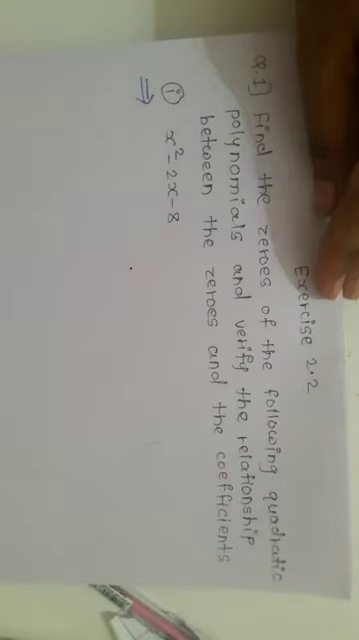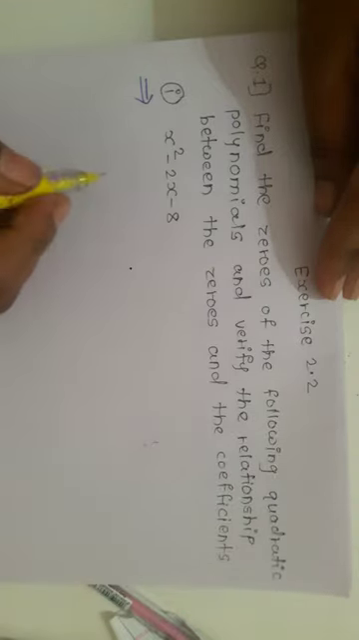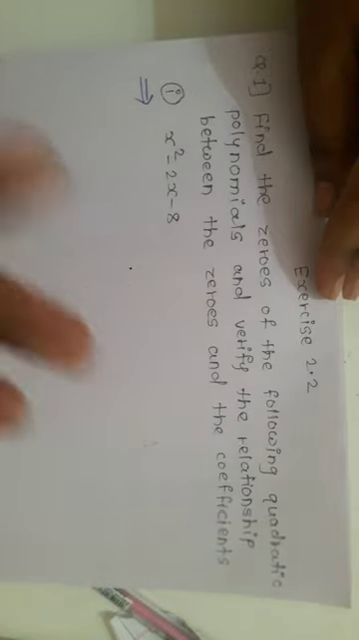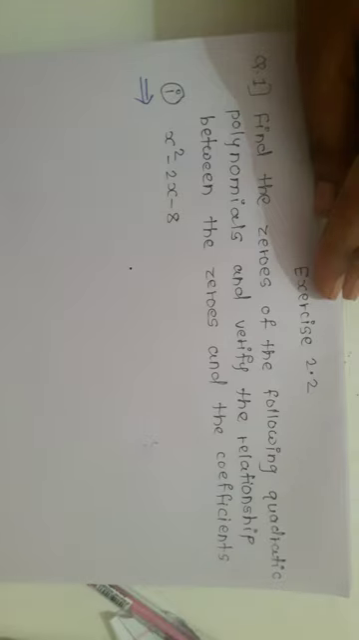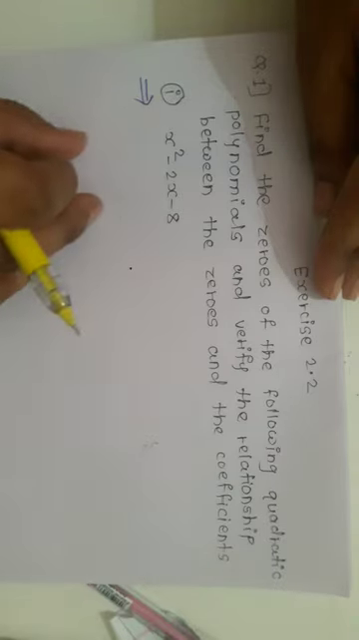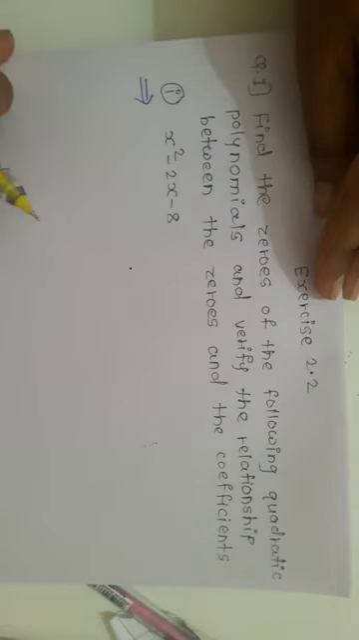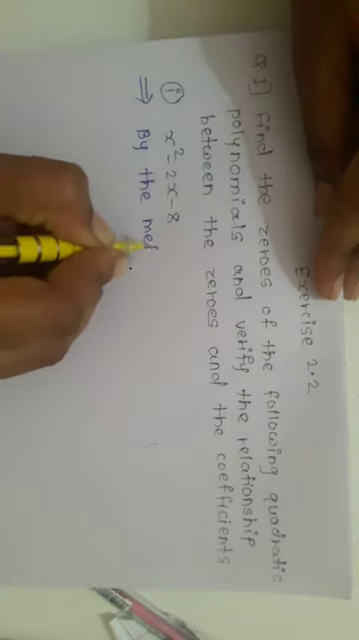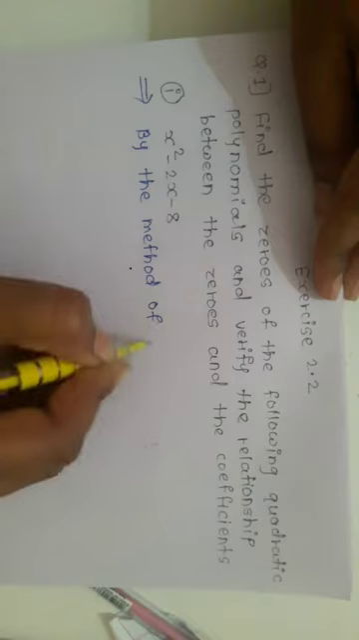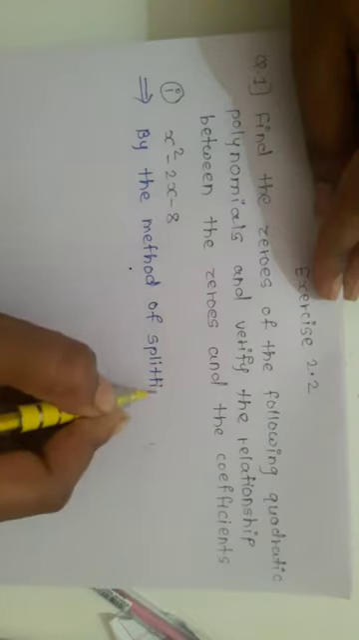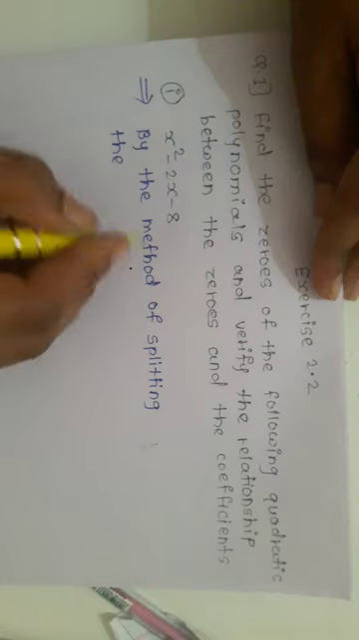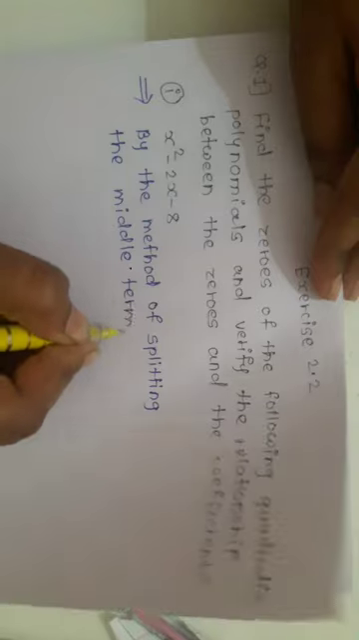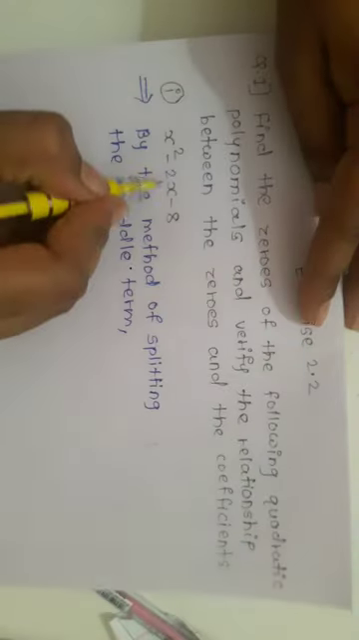So in earlier class, in 9th standard, you have already seen how we can find the factors of the given quadratic equation. How can we find them? By splitting the middle term. Okay, so this is the method. By using this method, we can easily find out the factors of this quadratic polynomial. So write down here, by the method of splitting the middle term, means we have to split this middle term here.